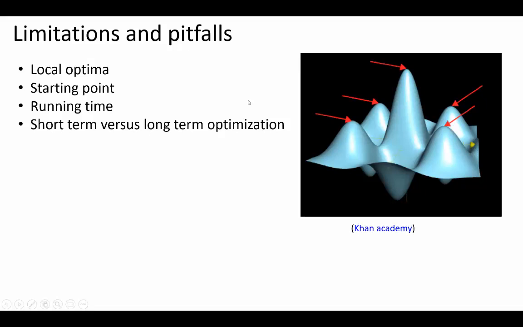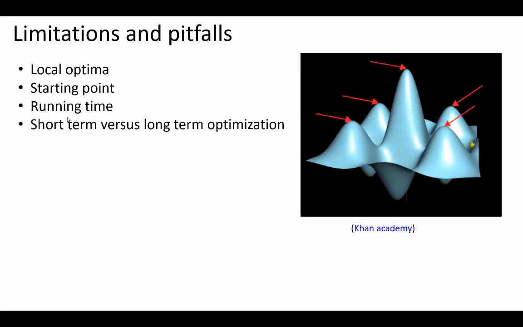Other things, as I mentioned earlier, are local optima, local maxima. If you have, for example, a derivative-based or heuristic-based method, it might simply stagnate in one of these points, and you are missing other neighboring optima that might be better. That's why the starting point is important. Always try with a different starting point. Running time: you have to be sure that the running time your optimization requires is suitable for the operational times.